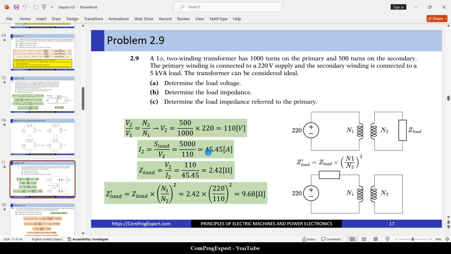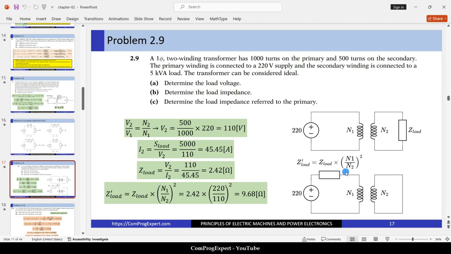So what is the value of the load impedance? The amplitude of Z load is equal to V2 divided by I2. That is equal to 110 divided by 45.45. That is equal to 2.42 ohm. This is the value of the Z load. How can we transfer it to the primary?